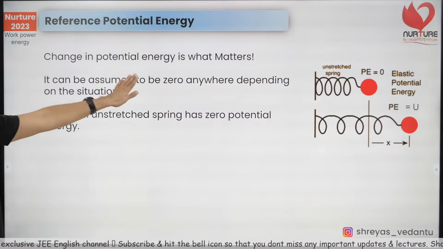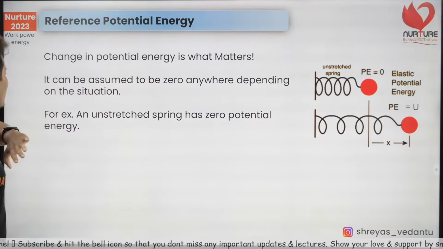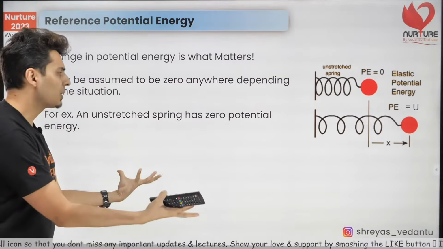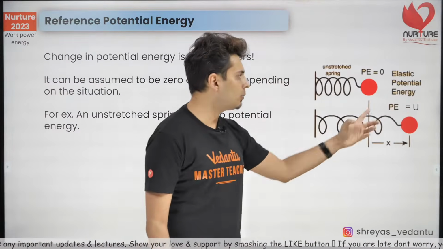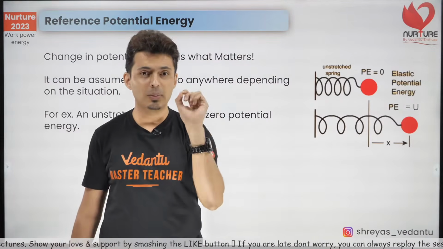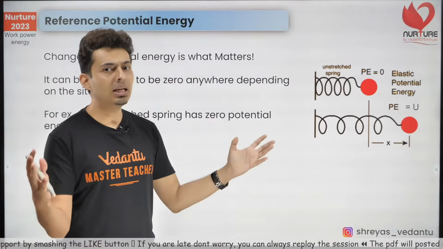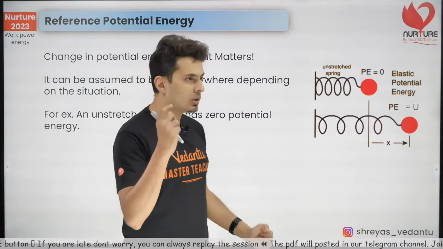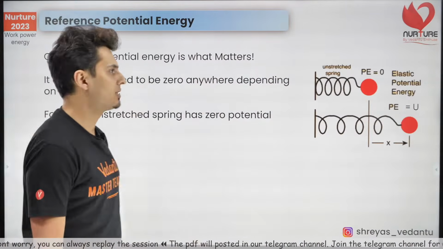So the change in the potential energy is what matters. It can be assumed to be zero anywhere depending on the situation. Like an unstretched spring, you can assume it to be zero potential energy, and a stretched spring will have certain potential energy U. By the way, U is generally the symbol for potential energy. You might find some books using PE or P, but P can often be confused with momentum. If you want to use just one variable, just use the symbol U for potential energy.